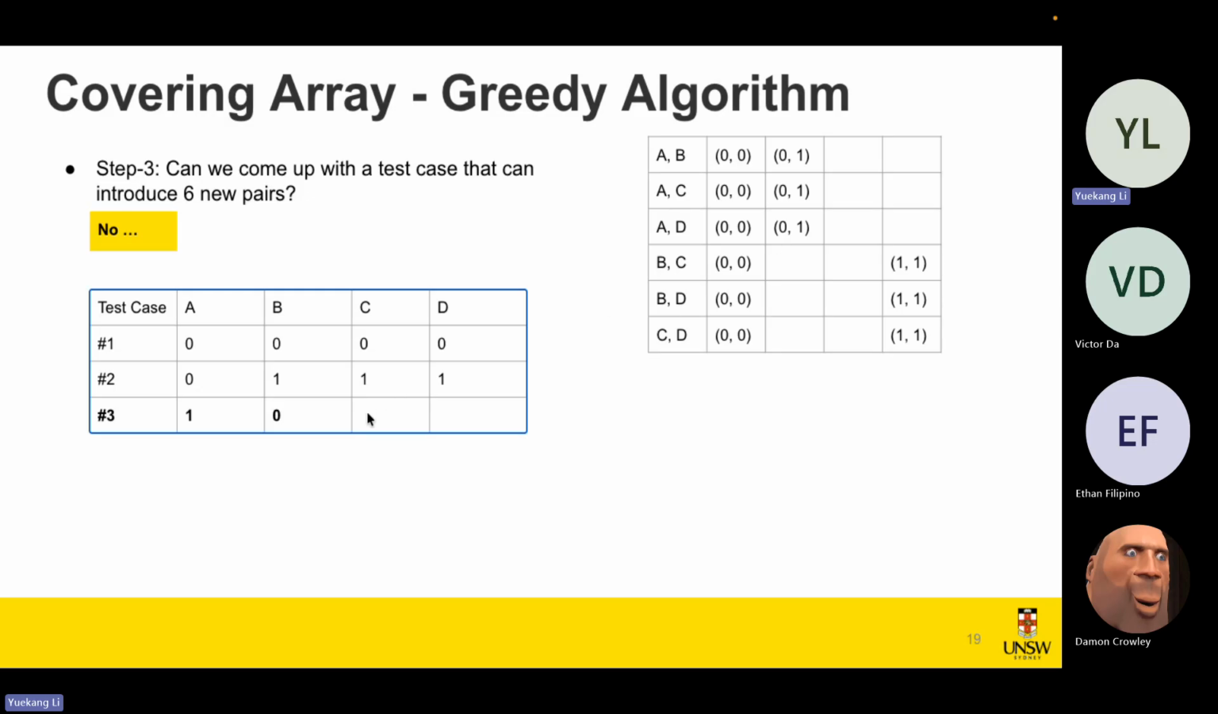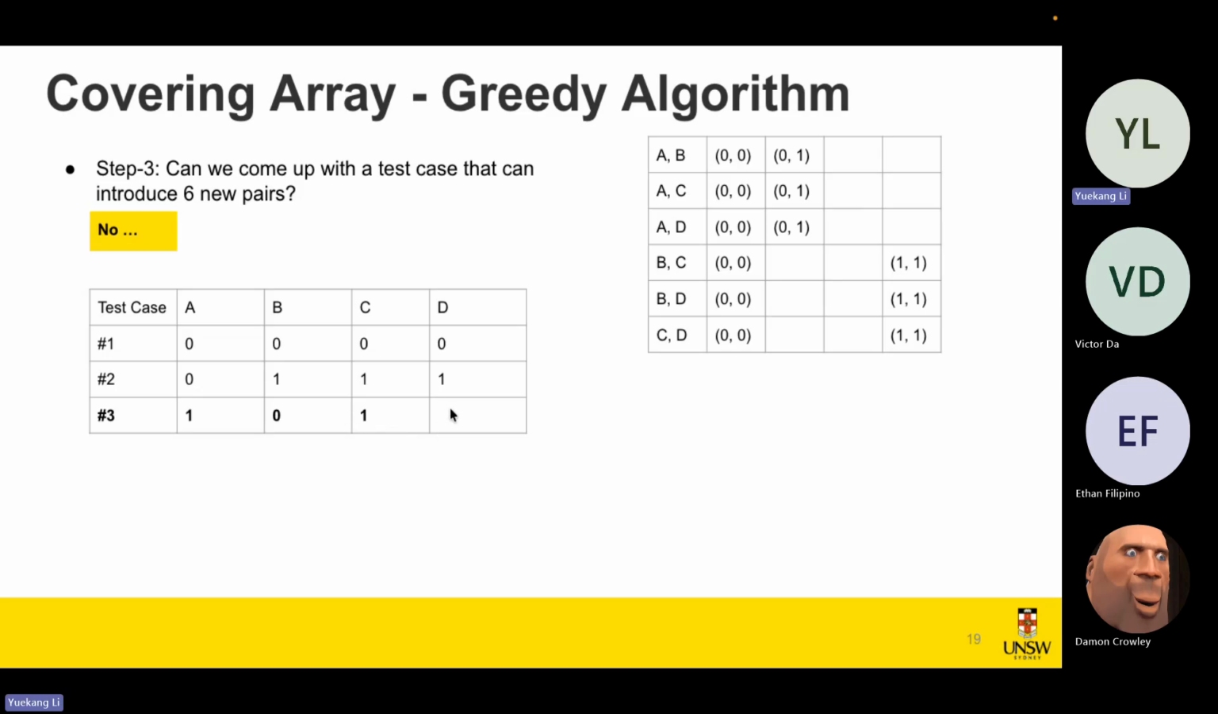So taking the value of 1 for C here can maximize the gain, right? Because we are getting 2 more patterns by selecting the value of C to be 1. So this is the greedy algorithm.